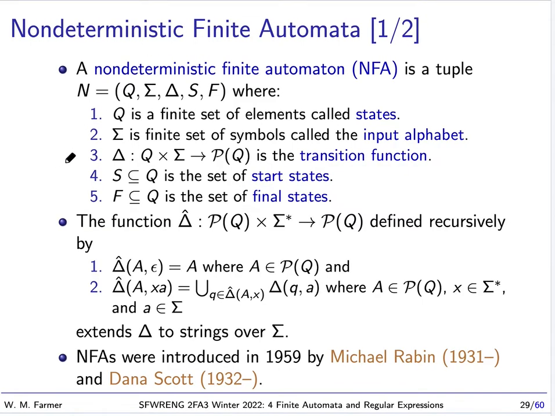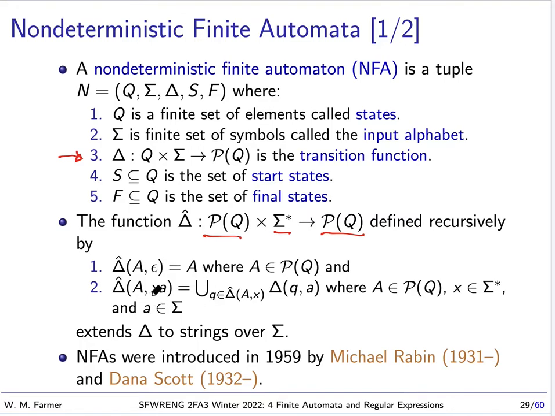Capital delta will return a set of states. This set of states could be a single state, it could be an empty set, it could be a set containing multiple states. Now we can define a function, capital delta hat, which takes a set of states and a string and returns a set of states. If you apply this to a set of states with the empty string, you just get back that set of states.